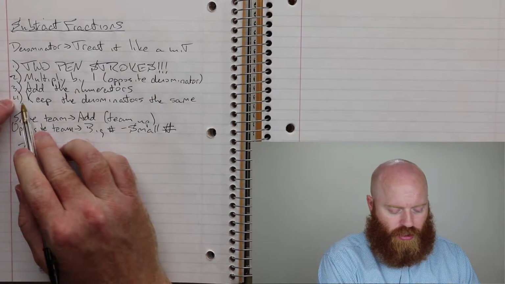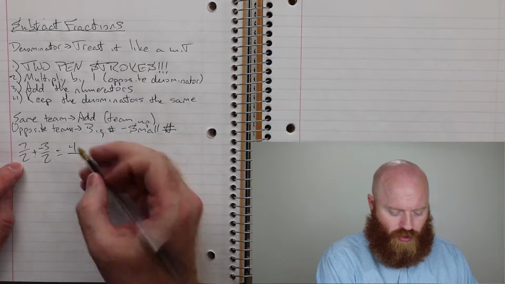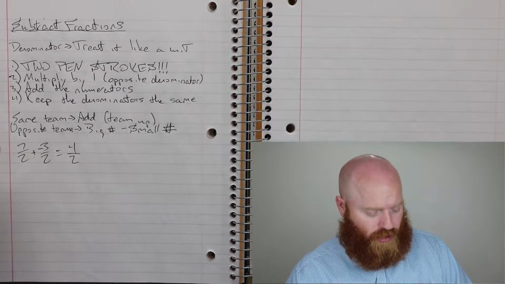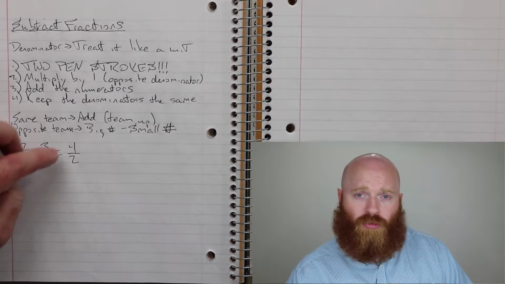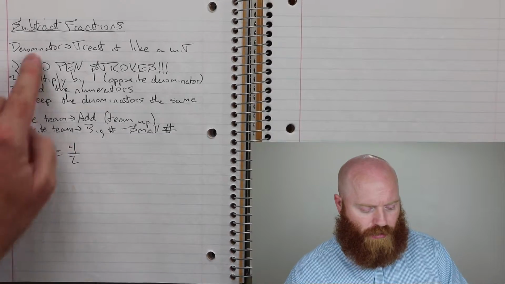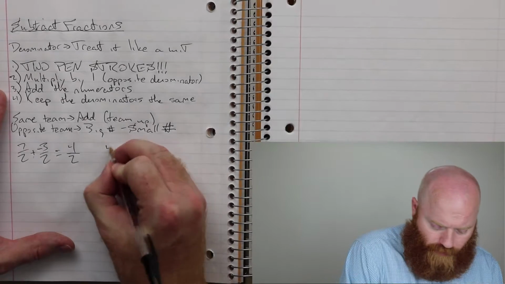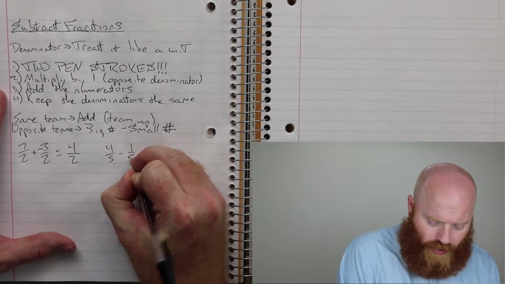And then I got to do this last step, keep the denominator the same, 2, 2, 2. So we're saying like 7 cars minus 3 cars would be 4 cars. 7 halves minus 3 halves would be 4 halves. You keep that denominator, treat it like a unit.